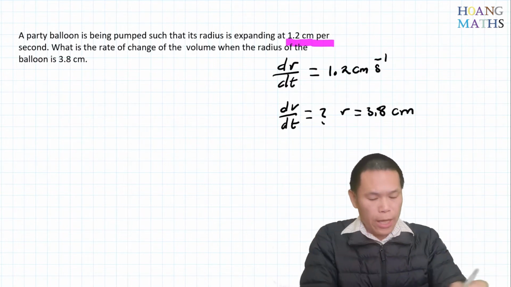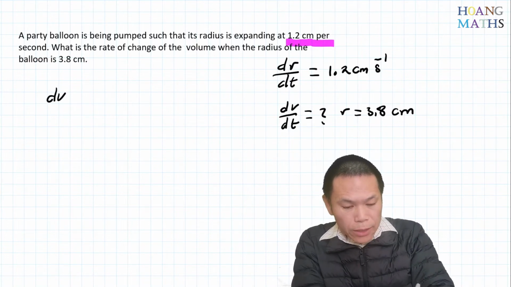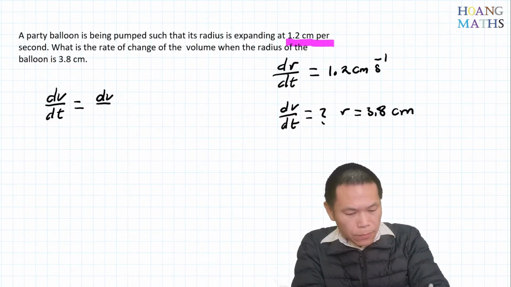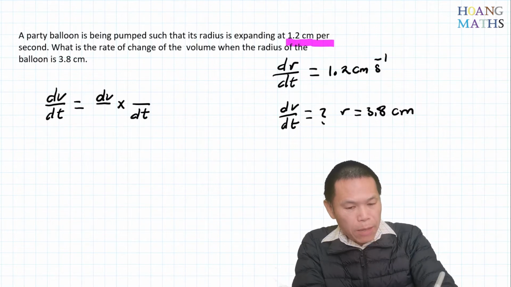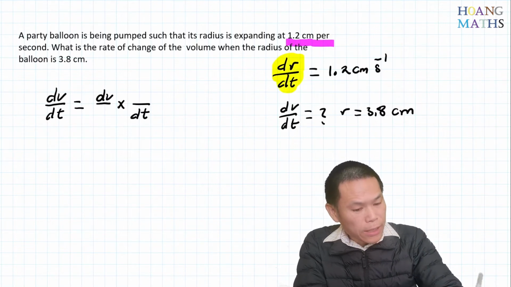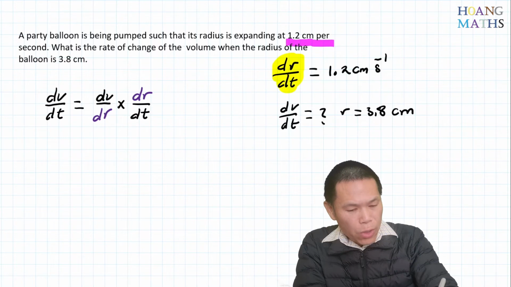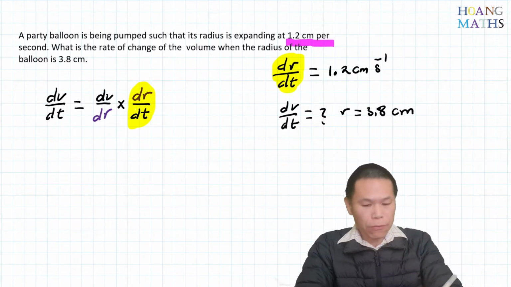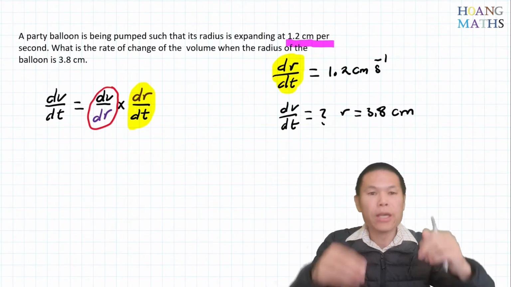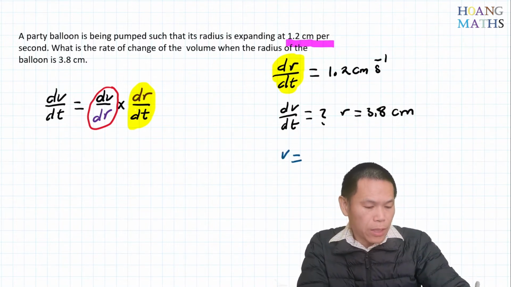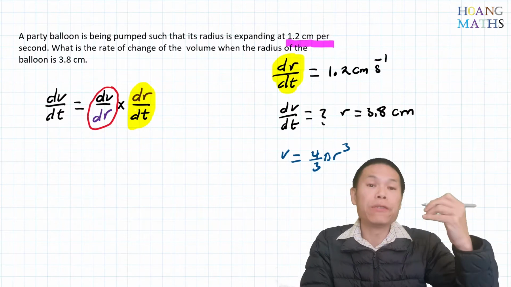First of all, we know the question is asking for dv/dt, and we know dv/dt is equal to dv/dr times dr/dt. Because dr/dt is given, we can just use dr here. So now we already have the rate of change in radius, dr/dt, and what we need to find is dv/dr. We know that the volume of a balloon, which is a sphere, V, is equal to 4/3 pi r cubed.